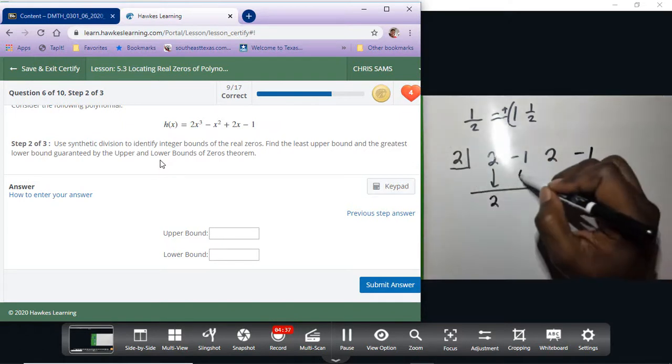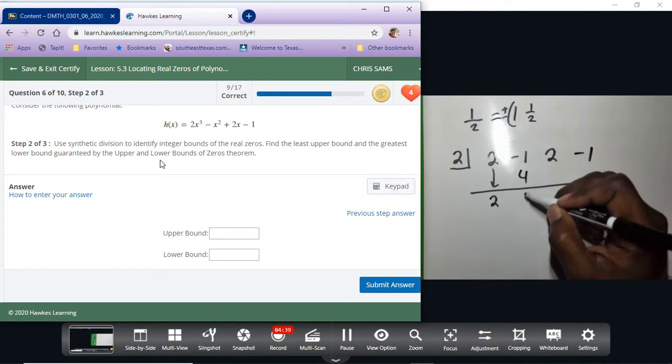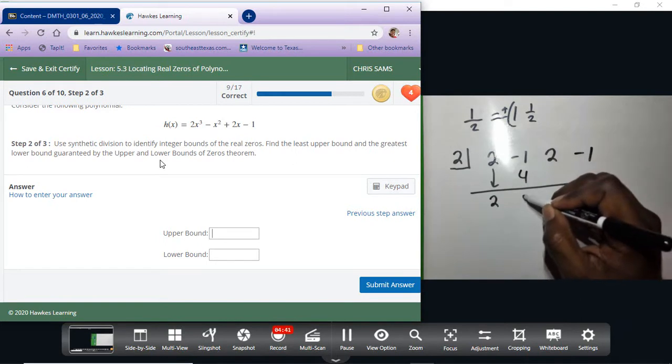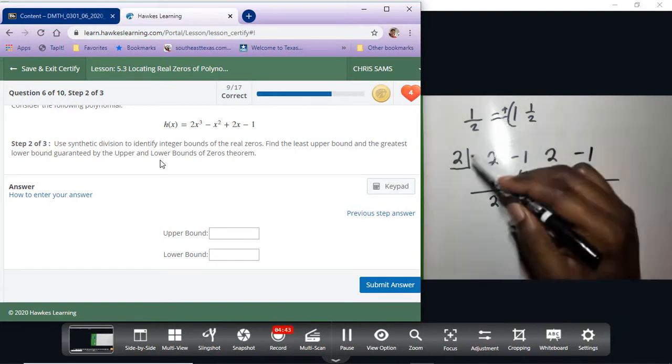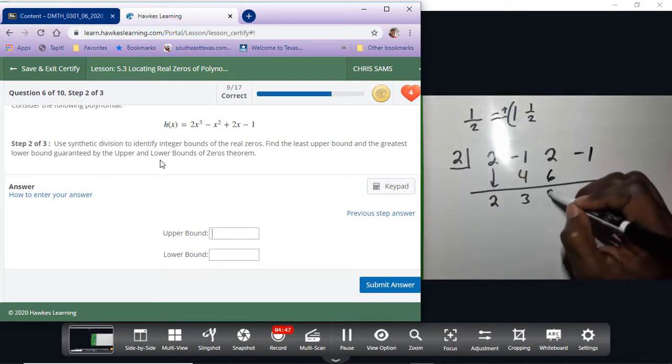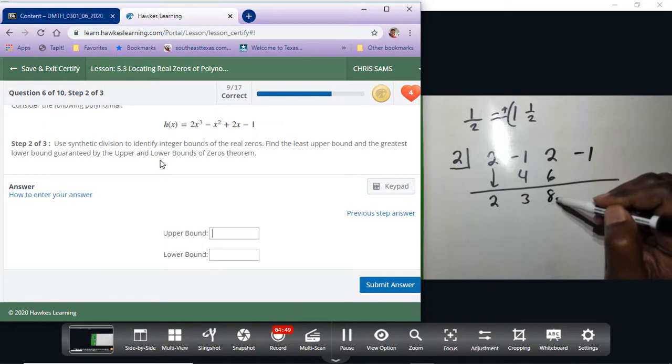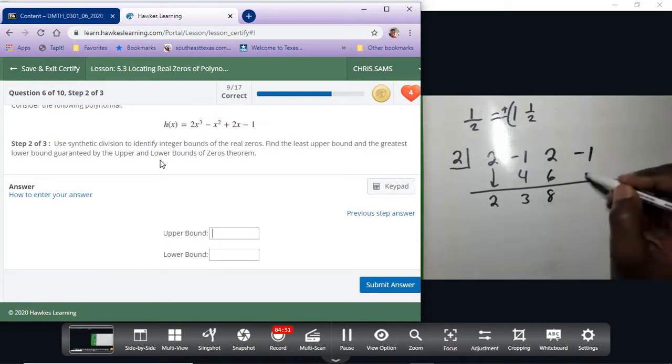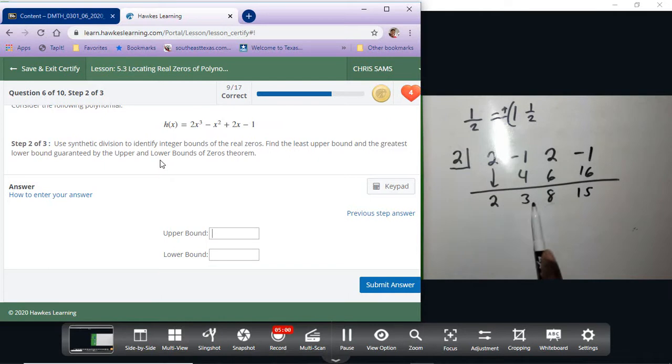Alright, bring the first number straight down. 2 times 2 is 4. Subtract these, we get 3. 2 times 3 is 6. Add these, we get 8. 2 times 8 is 16. Subtract them, we get 15. Alright, notice how all of these are positive.